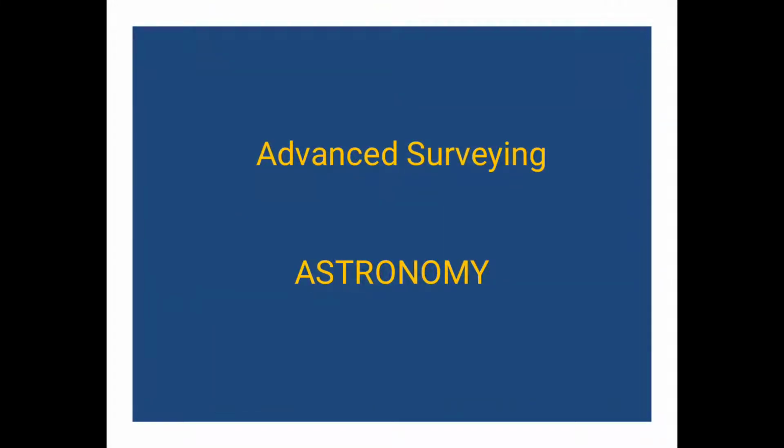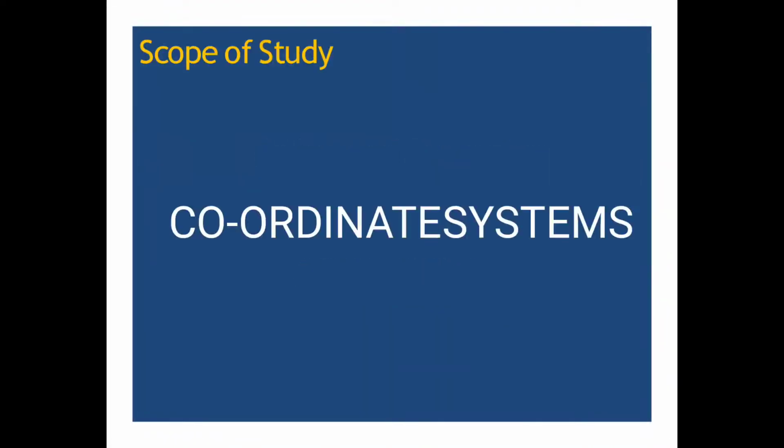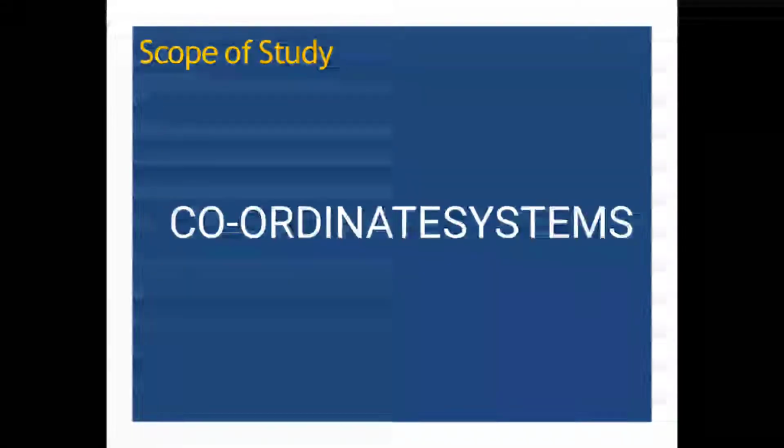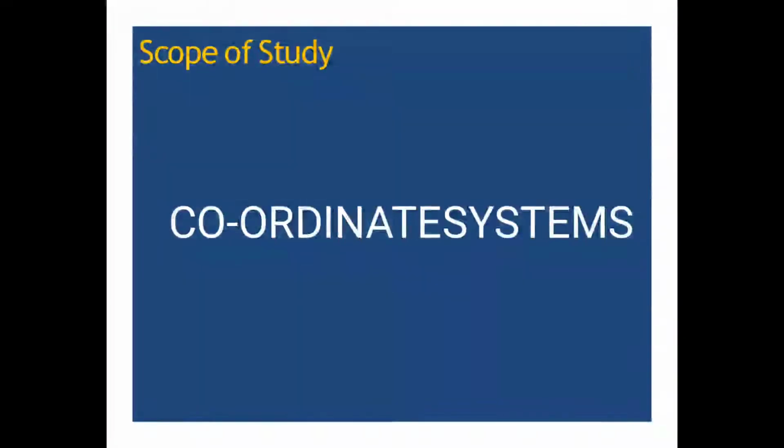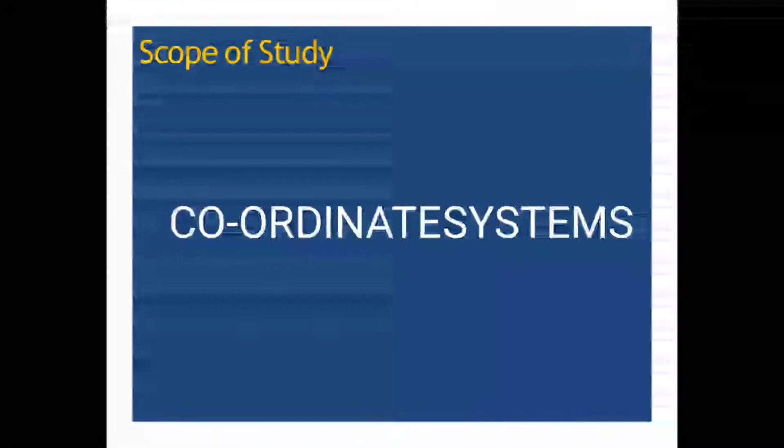So, today we learn about astronomical surveying. Astronomical means studying the heavenly bodies, especially the coordinate systems. The position of a heavenly body can be specified by two spherical coordinates, that is, by two angular distances measured along arcs of two great circles which cut each other at right angles. One of the great circles is known as the primary circle of reference, and the other is the secondary circle of reference.